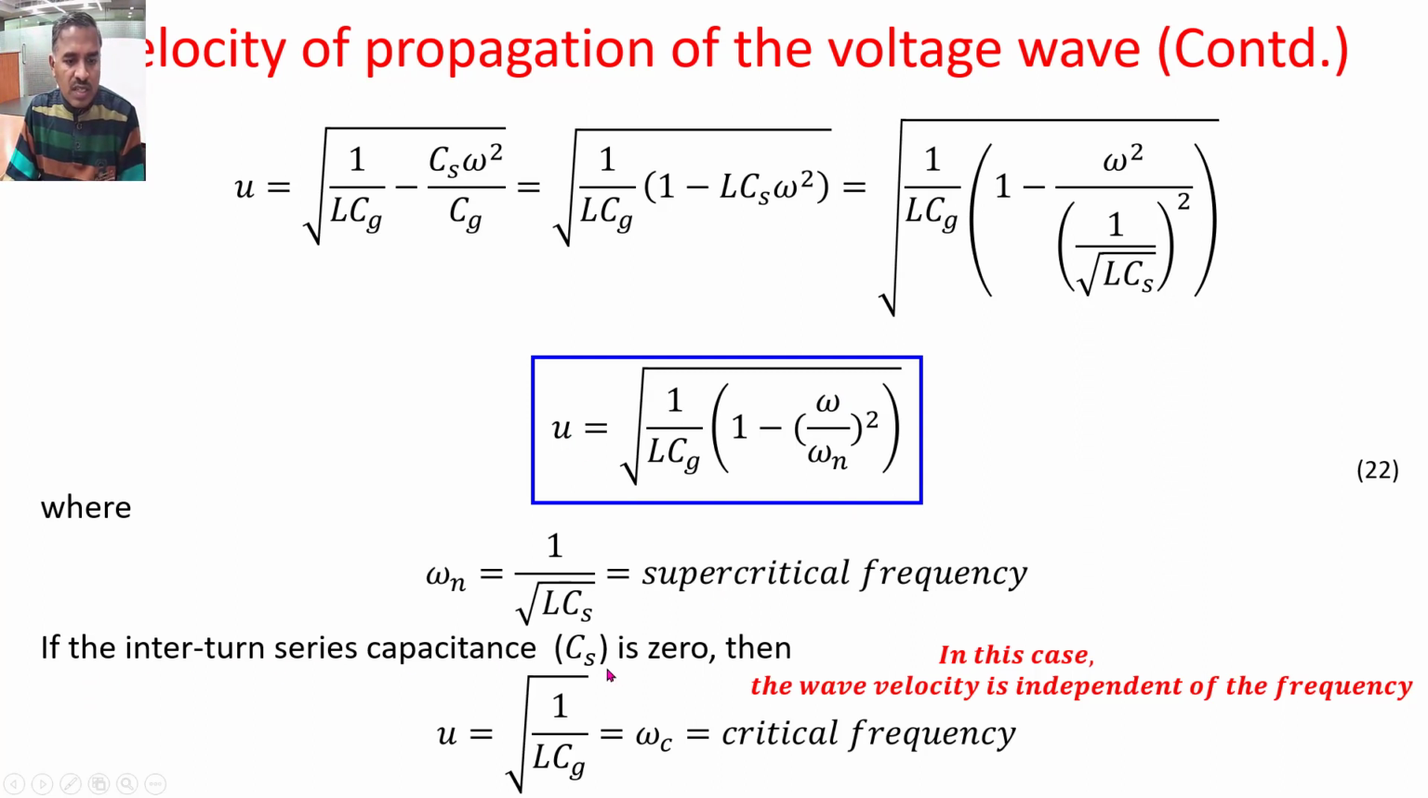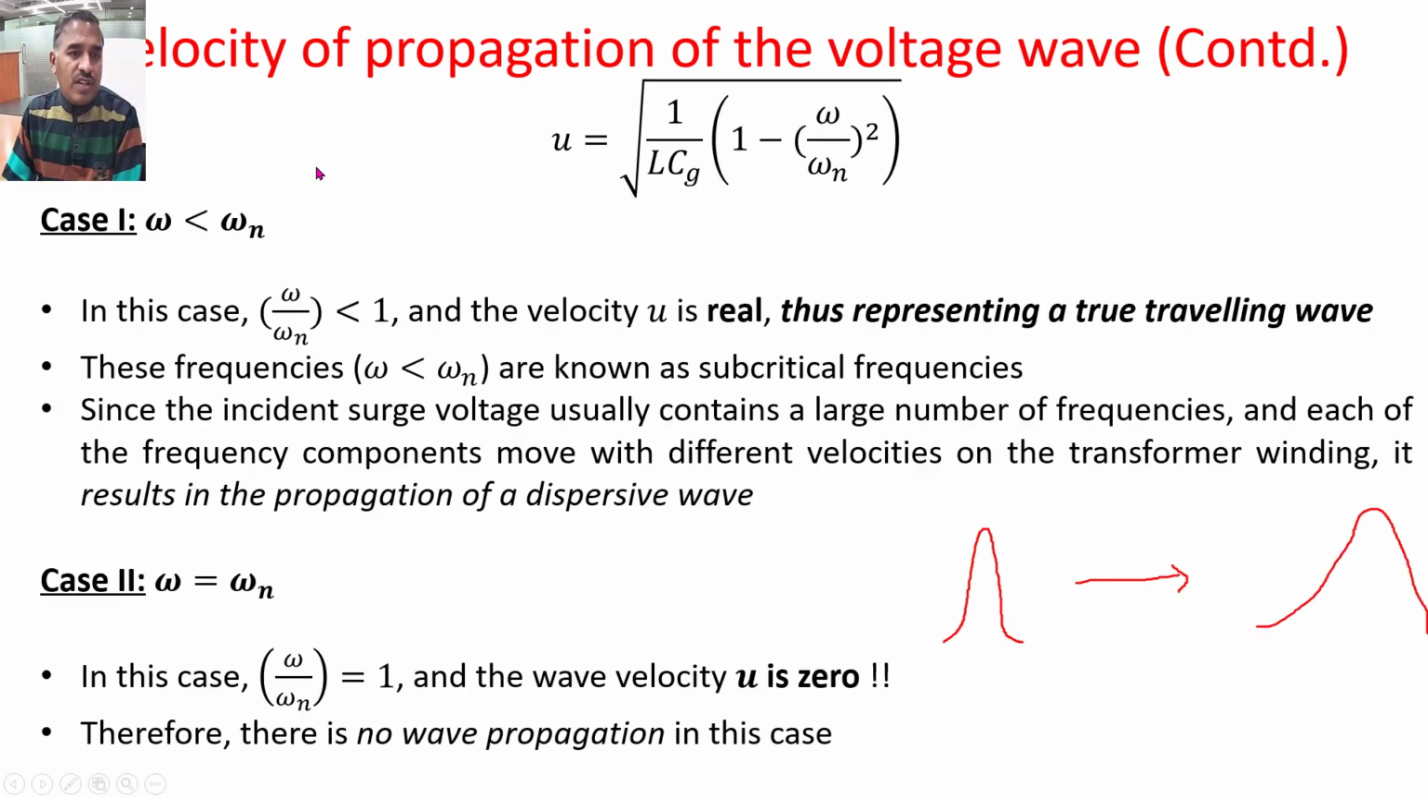If the interturn series capacitance is 0, which of course is an ideal condition, then the wave velocity is independent of the frequency, because U becomes simply 1 by root LCG. If the interturn capacitance is not present, the wave travels with a constant velocity irrespective of the frequency of the applied voltage. It will travel with the same velocity.